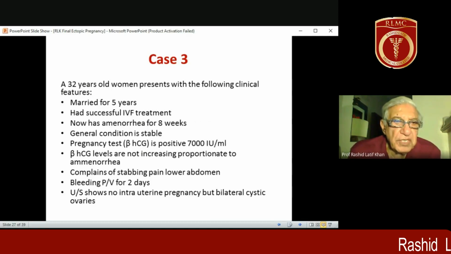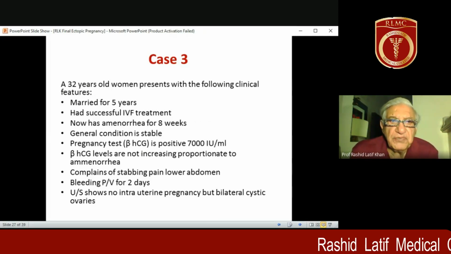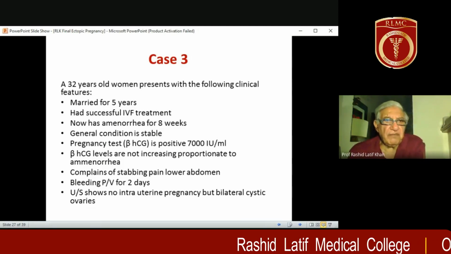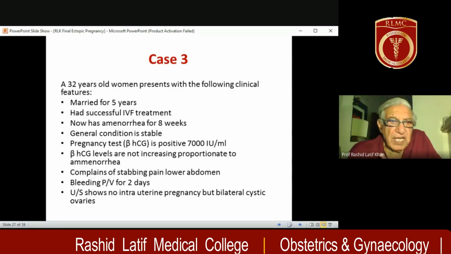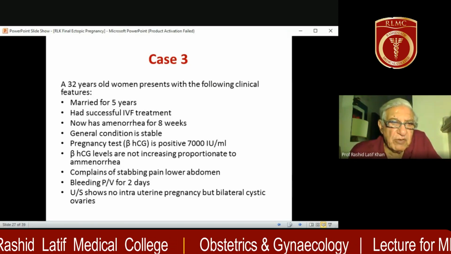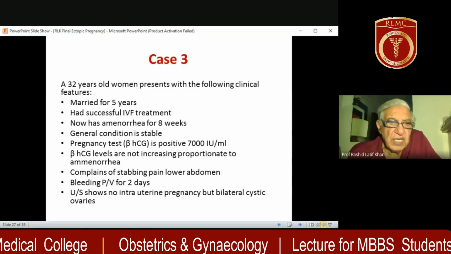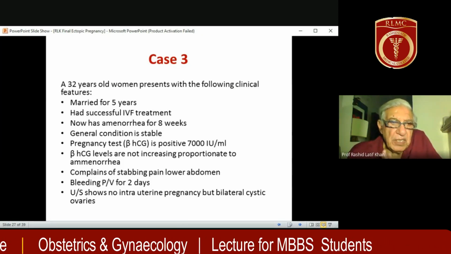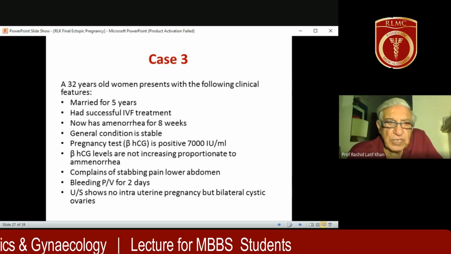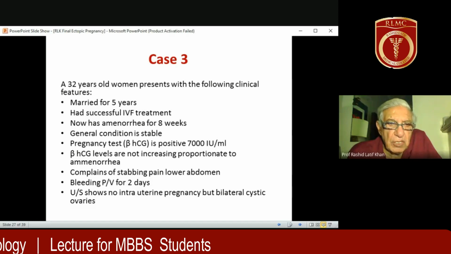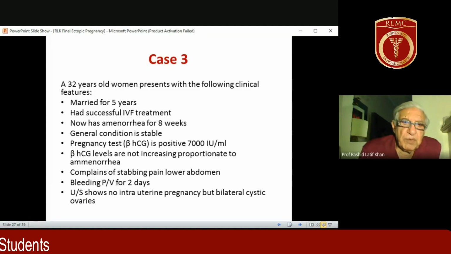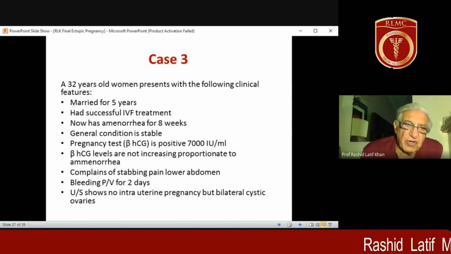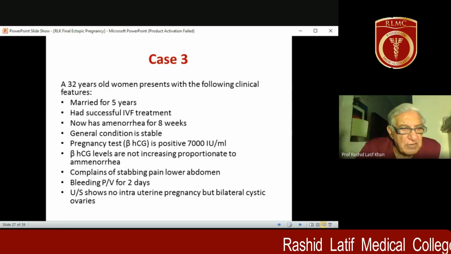Third case, a 32-year-old woman presents with the following clinical features. Married for 5 years, had successful IVF treatment. Successful means had IVF treatment and pregnancy test was positive. Now has amenorrhea for 8 weeks. General condition is stable. Pregnancy test is positive, 7,000. But this is the problem: beta HCG levels are not increasing proportionate to amenorrhea. I told you that beta HCG should double after every 48 hours. It's not increasing that way.